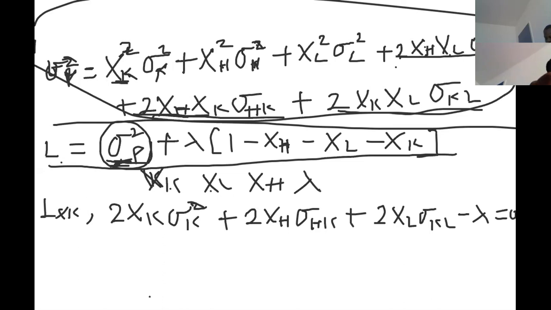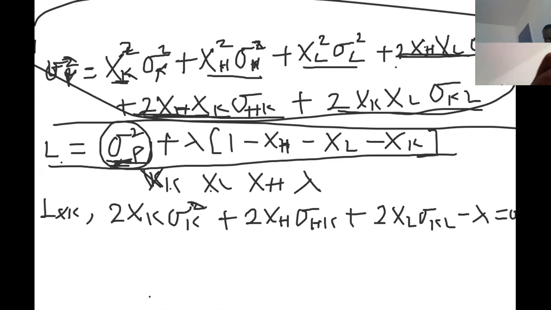Now when you look at the second component, there's no K in it, so I don't touch it. When you look at the 3rd component, there's no K in it, so I don't touch it. The 4th component too, there's no K. Now when you come to the 5th component, there's K here. 2SH SK covariance between H and K. So when I differentiate this with respect to K, now I'm going to have 2SH covariance of HK.